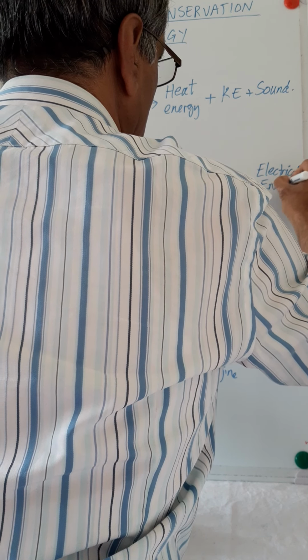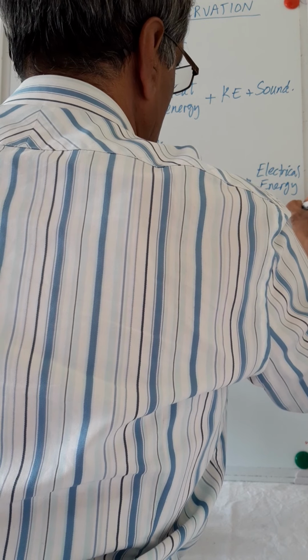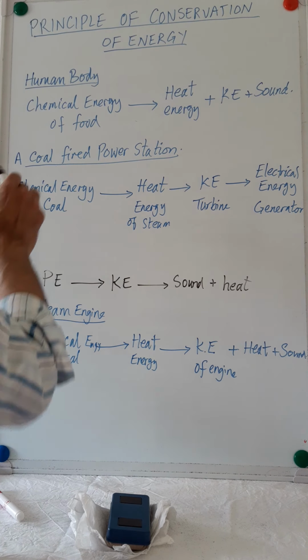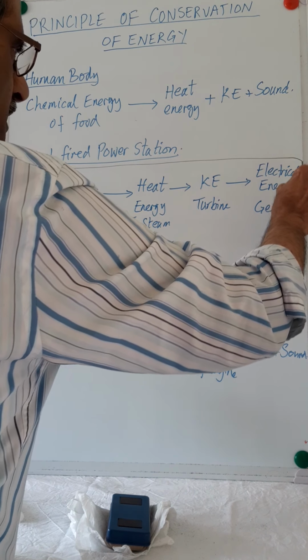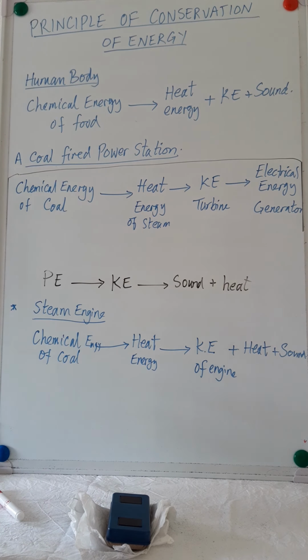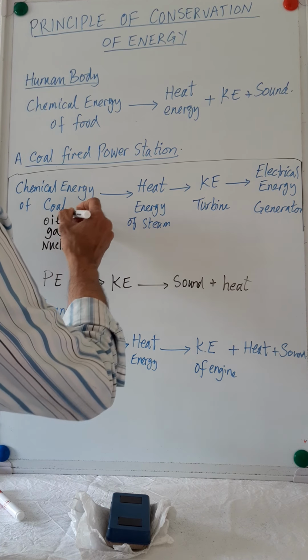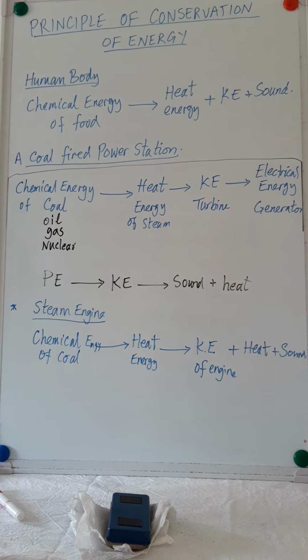That's the generator. This works for all the other forms of power station. Not only coal, but oil and gas and nuclear. So we can write here coal or oil or gas or nuclear. They work on the same principle. These are fossil fuels plus the nuclear.